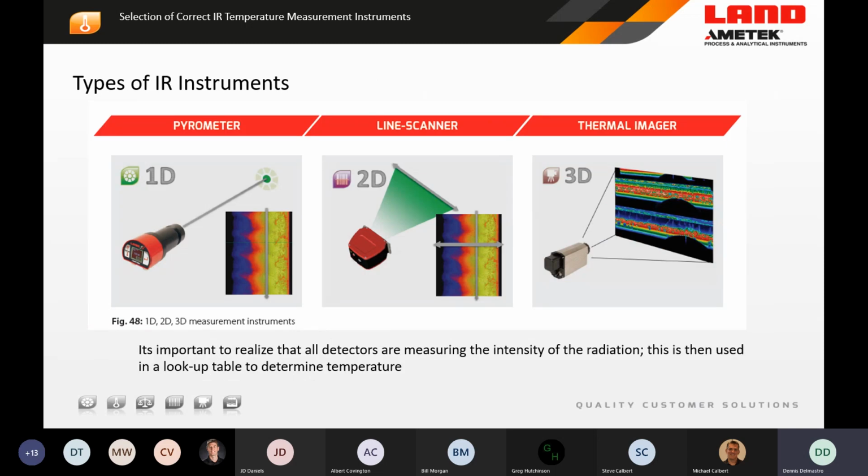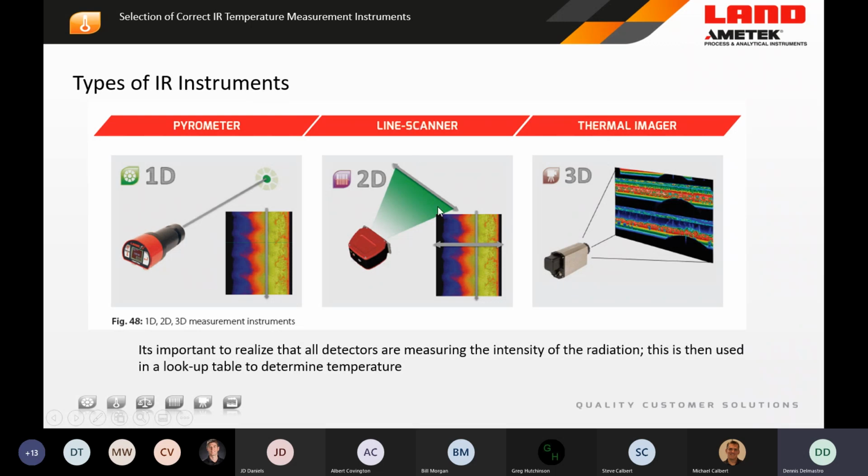Now, getting into the type of IR instruments. Well, there are basically 3 different types out there. One is a pyrometer, which I've used that word several times. We call it one-dimensional, but essentially it measures a fixed point. It's a single point measurement. So we call it 1D or one-dimensional.